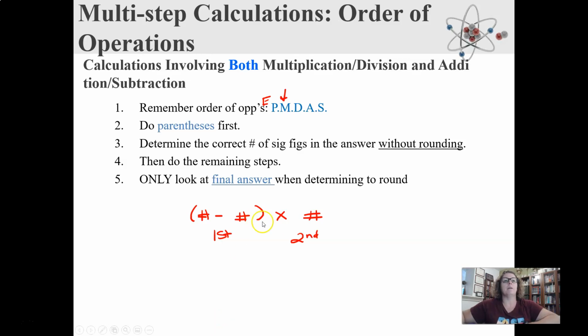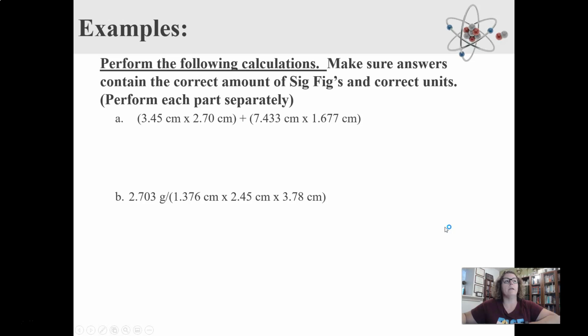So I believe I have a couple examples where we have a multi-step. So right here, perform the following calculations. Make sure you have correct sig figs and units in the end. Okay, and if you want to pause it, try it yourself, and then check your answers at the end. So I have a parentheses that is multiplied, and I'm going to add it to another parentheses. So I have to do this parentheses part first. So I'm just going to make a note. So my first step, I have to do the parentheses part.